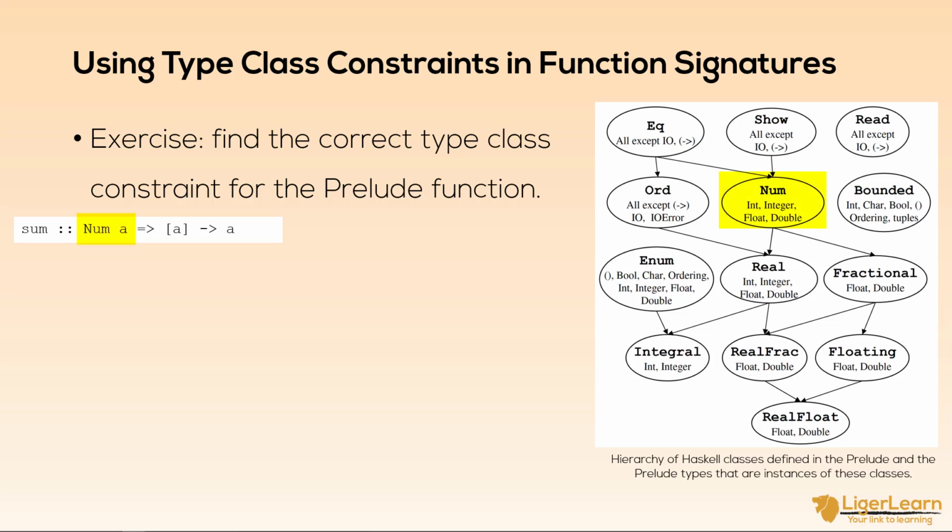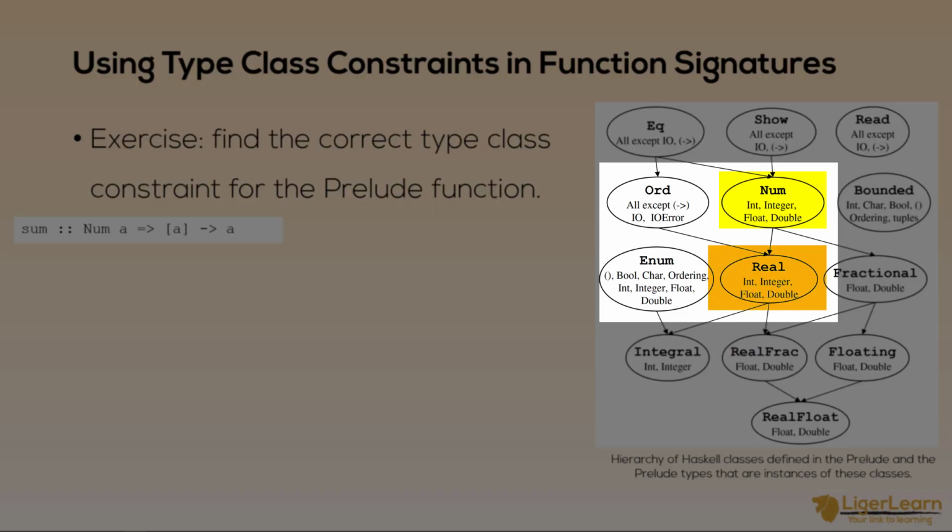If you guessed Num, then you are correct. The Num type class has instances of Int, Integer, Float and Double, and so covers all of the relevant types of numbers we want to sum over. But why Num over Real? Real has instances for these types too, doesn't it?